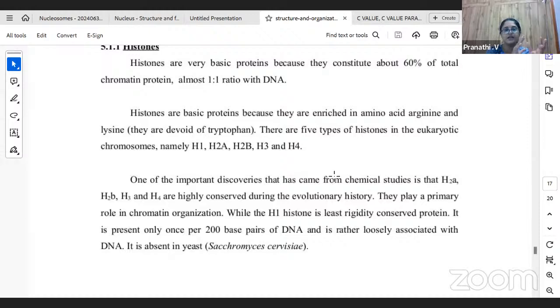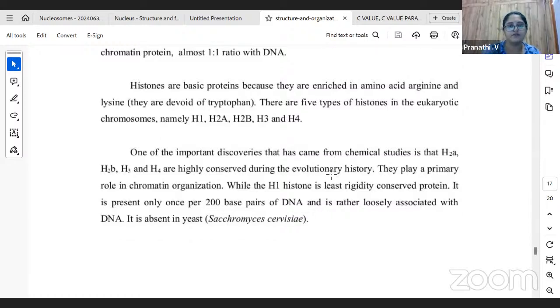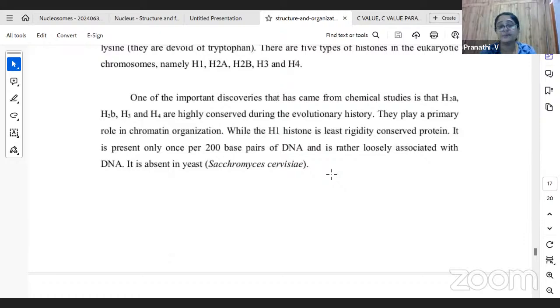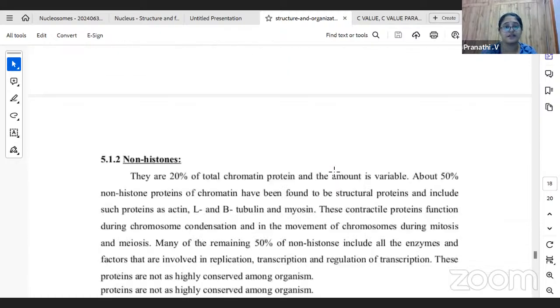And this rigidly conserved protein H1 is present only once around every 200 base pairs of DNA, and it helps in the coiling of the DNA around the histone proteins. It helps in binding the DNA. That is the role of H1 histone, but it is absent in yeast, that is Saccharomyces cerevisiae.